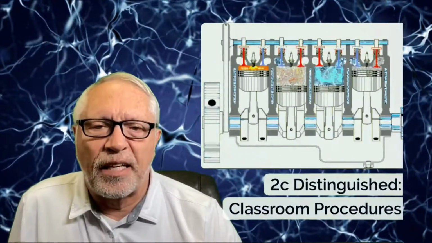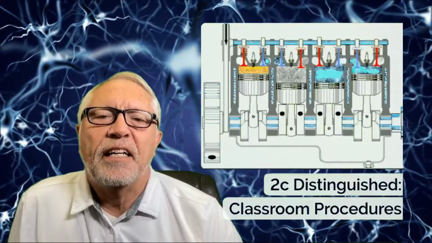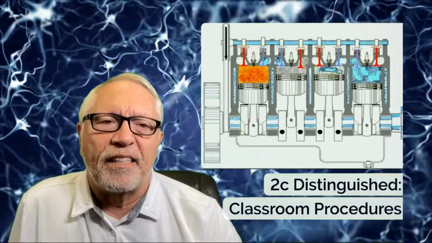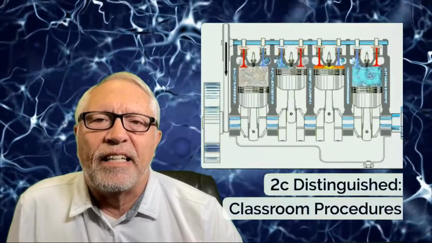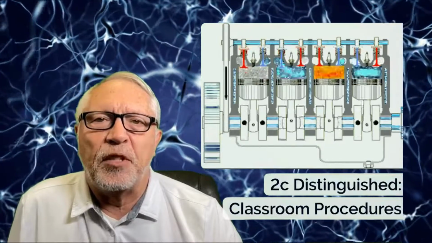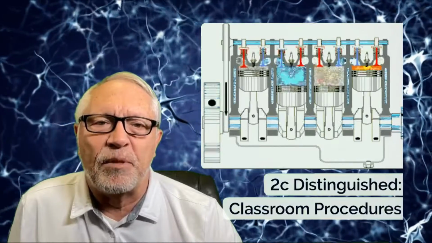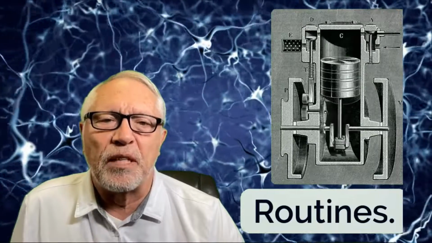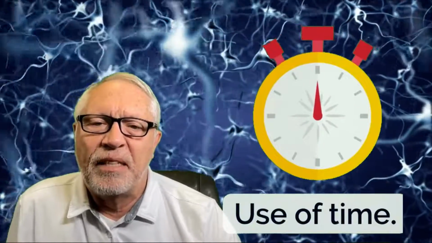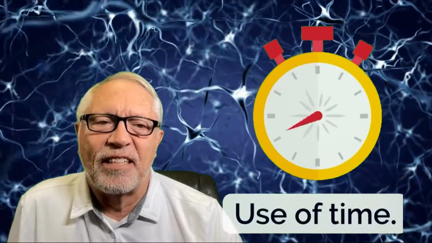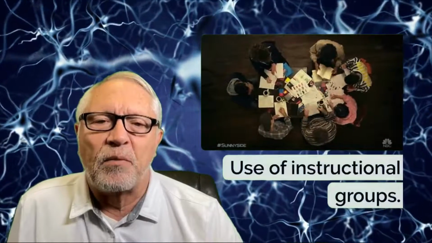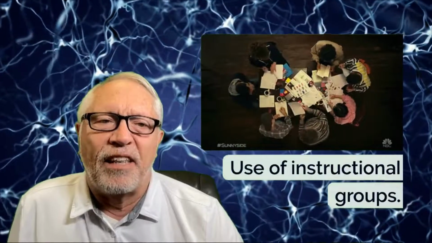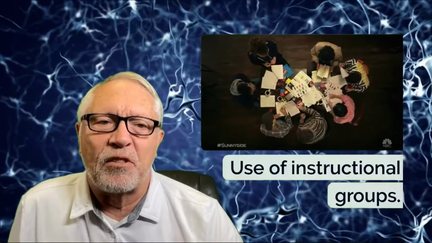Hello everyone, today we're talking about classroom procedures, element 2C, and we're looking at the distinguished level. It is a smooth running machine when you walk into their classroom. Everything just seems to be running smoothly. They are smooth operators. Routines are just smooth and everything is running just the way it's supposed to. The use of time, everything just clicks the way it's supposed to, including with instructional groups. Everything is in place, all the gears mesh.